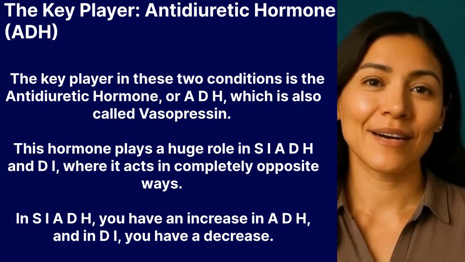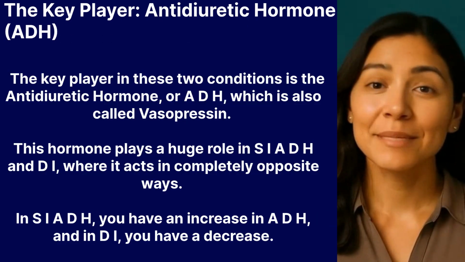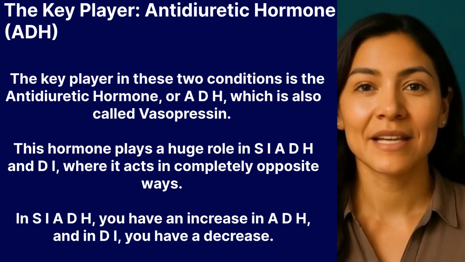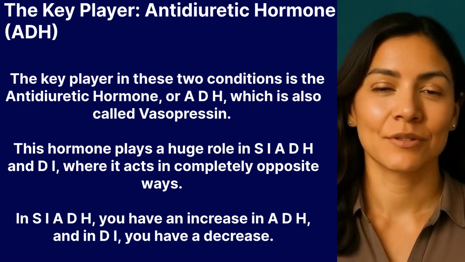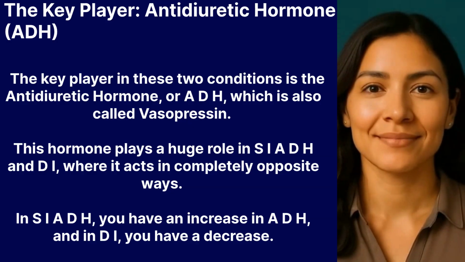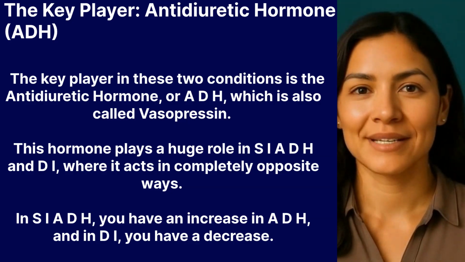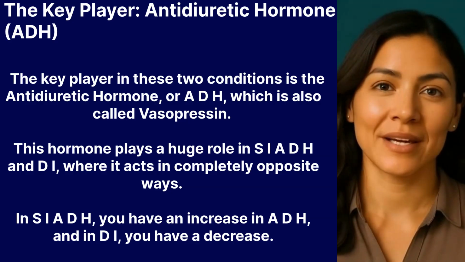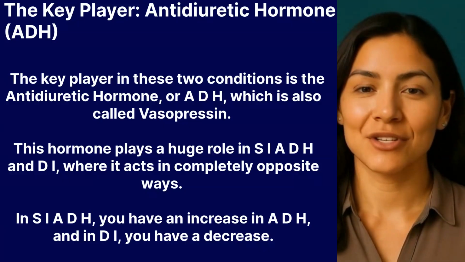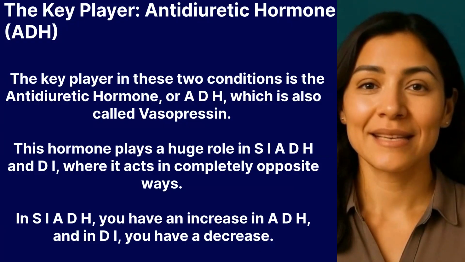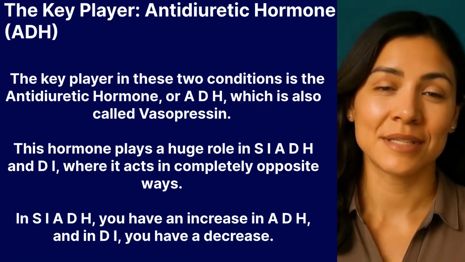The key player, antidiuretic hormone, ADH. The key player in these two conditions is the antidiuretic hormone, or ADH, which is also called vasopressin. This hormone plays a huge role in SIADH and diabetes insipidus, where it acts in completely opposite ways. In SIADH, you have an increase in ADH, and in diabetes insipidus, you have a decrease.